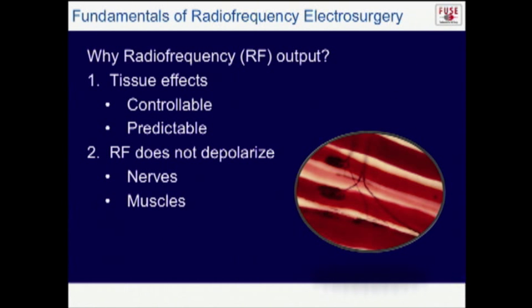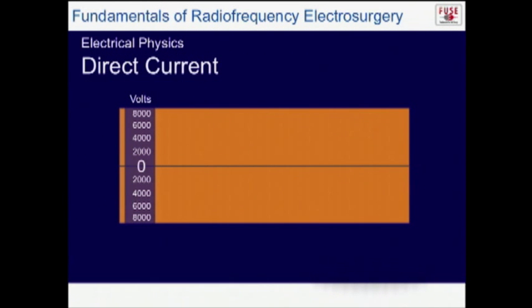So why do we use RF output? Well, surprisingly, we actually can predict the effects on tissue, and they are controllable. Maybe even more importantly, it doesn't kill you. Because of the high frequency of 500,000 times per second with that oscillating or alternating polarity, nerves and muscles are not depolarized. So that's the key.